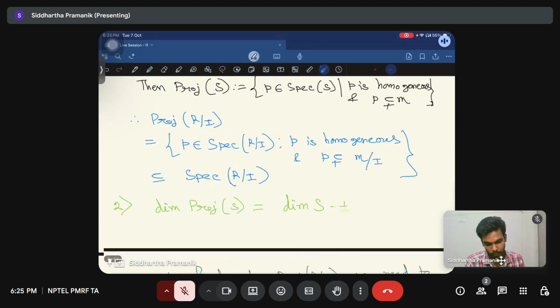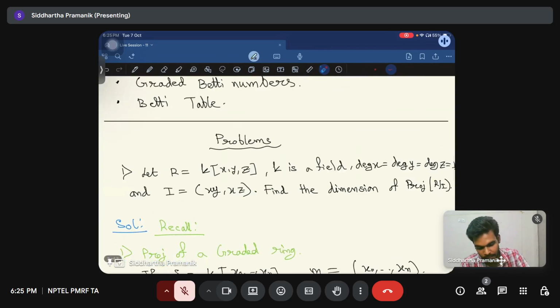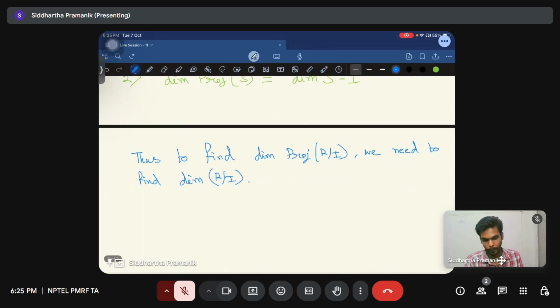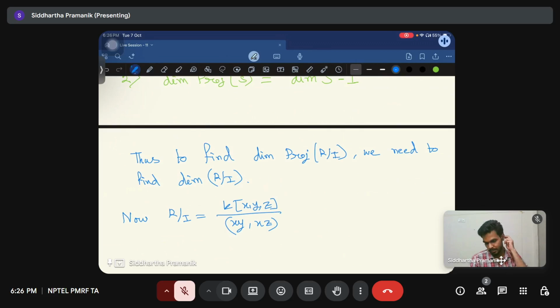So we have so many ways to do this, and we can also use the Macaulay tool. But since the ideal is very simple, let's do it by hand. So what is R mod I? Now R mod I is basically the polynomial ring in three variables modulo the ideal generated by xy and xz. So we need to find the dimension of this.